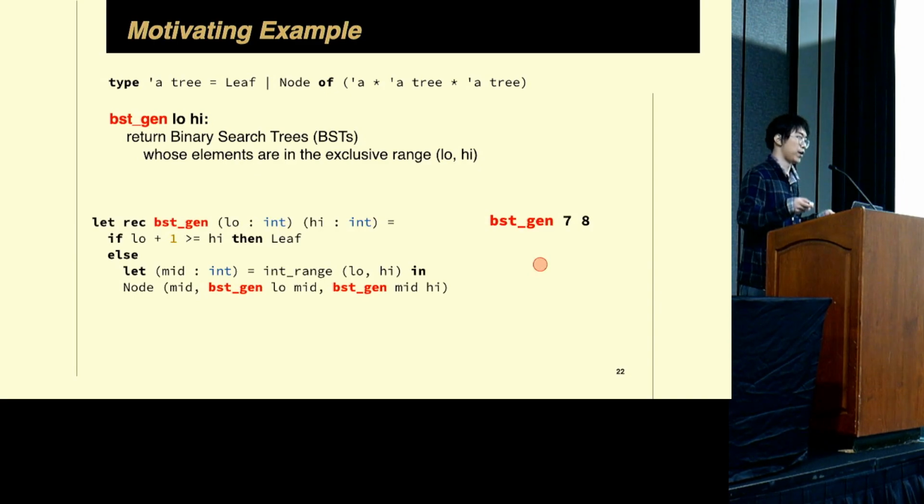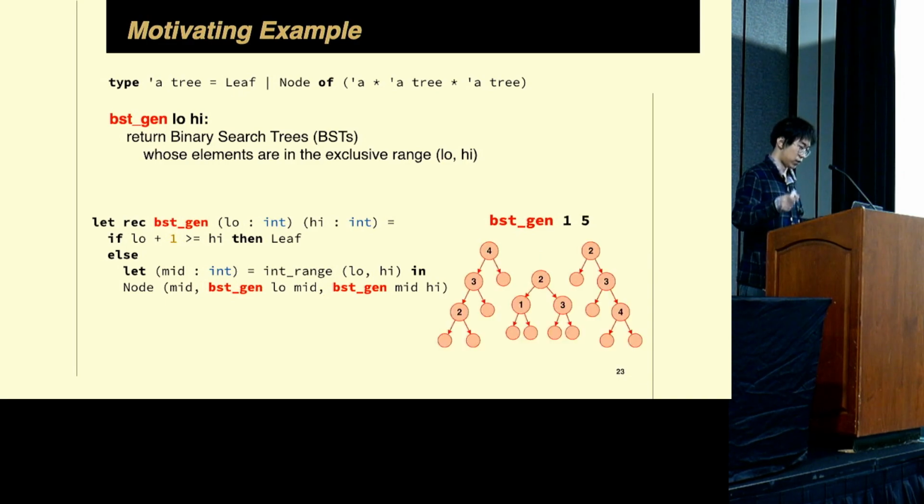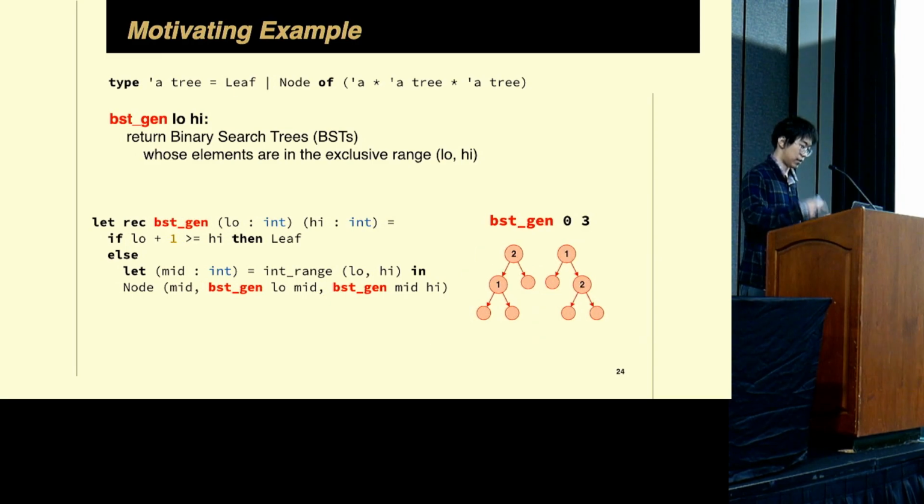For the given range 7 to 8, BSTGen generates a single leaf tree because there is no number in the exclusive range 7 to 8. For another example, for the range 1 to 5, BSTGen non-deterministically returns 3 different BSTs. Given the range 0 to 3, it returns 2 BSTs.